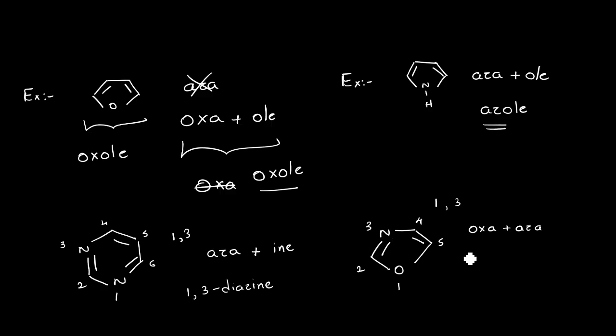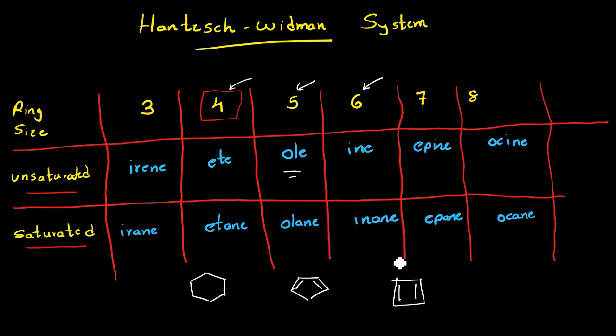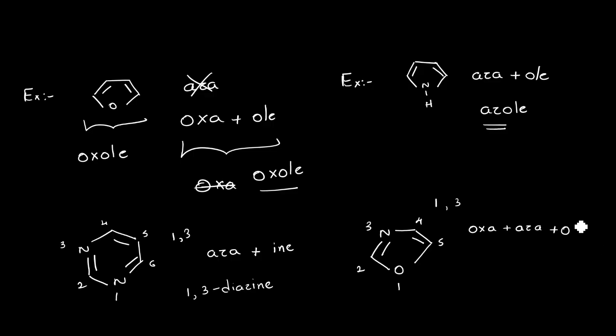And remember, first we need to mention the positions, second we mention the names, and finally we mention the ring. The ring is a 5-membered ring and it's unsaturated. Here, for a 5-membered unsaturated ring, the word is ole. Now when you combine this name together, it's 1,3-oxazole. Oxazole. 1,3-oxazole.